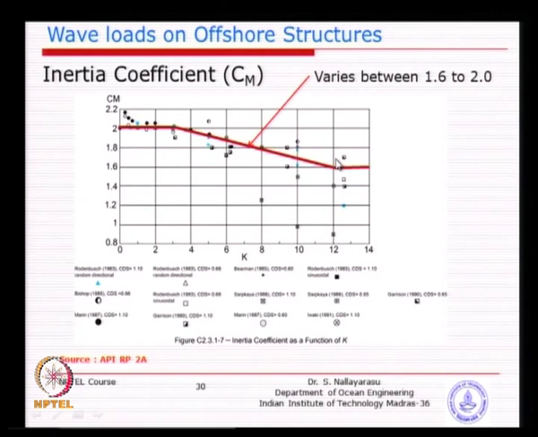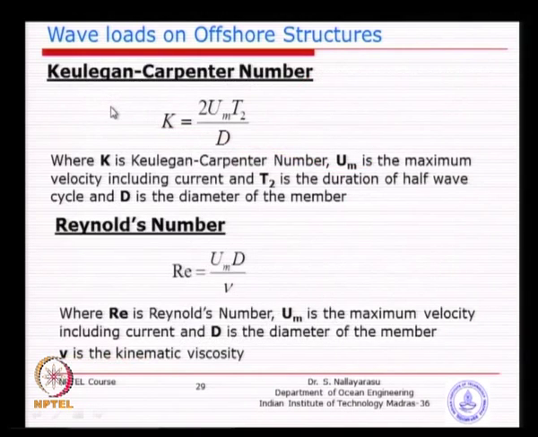So, what they have come up with is this red line, drawn something like this, presented with respect to a non-dimensional number called the Keulegan-Carpenter number on the horizontal axis, and the vertical axis is Cm. So, what is the Keulegan-Carpenter number? It is a representation of the wave period with the diameter of the member. u is the velocity at the crest or the maximum velocity including current, T/2 is the half wave cycle or period, d is the diameter, and K is the KC number, which represents the type of flow in relation to the size of the structure.